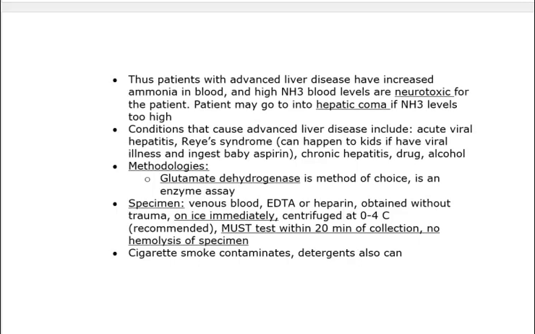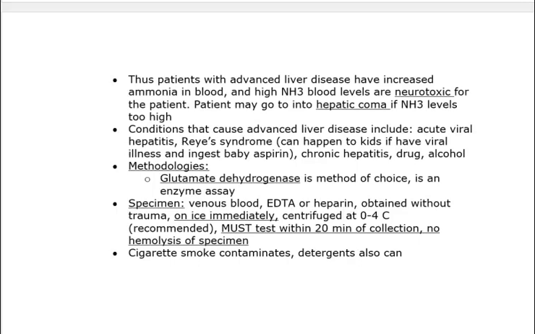Conditions that cause advanced liver disease include acute viral hepatitis and Reye syndrome. If you think back, Reye syndrome is a metabolic disorder. It's rare, but it can cause swelling in the brain and can cause confusion and liver damage. Remember, this is the syndrome where usually kids start out with a virus and they end up taking baby aspirin and they end up with Reye syndrome. Also chronic hepatitis, also problems with drug and alcohol abuse.